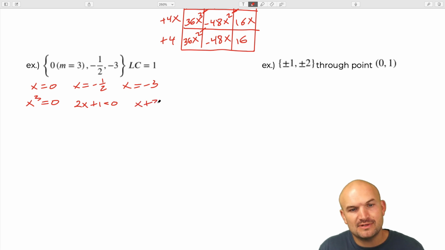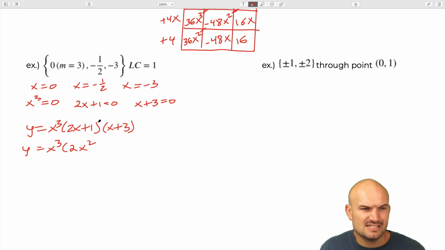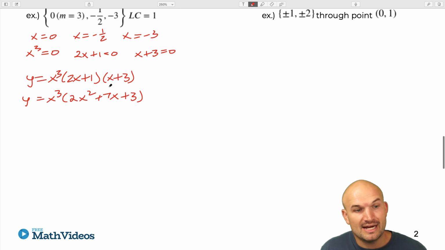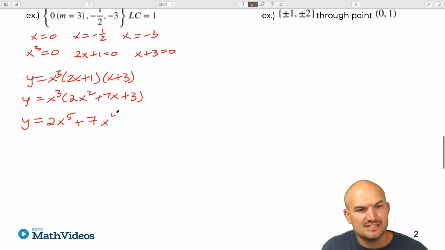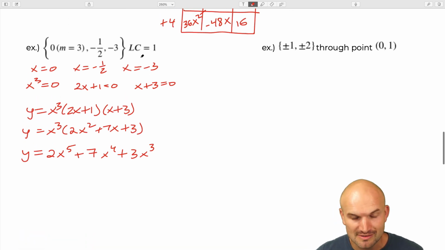And then here I have an x plus 3 equals 0. Now, when I multiply these all out, I get y equals x cubed times 2x plus 1 times x plus 3. Multiplying these two out, I get y equals x cubed. Let's see here. That's going to be a 2x squared. That's going to be a 6x. That's going to be x. So that'd be plus a 7x plus 3. And then when I distribute here, I get a 2x to the 5th plus 7x to the 4th plus 3x cubed. Okay. Now the problem is the equation says you have to have a leading coefficient of 1.